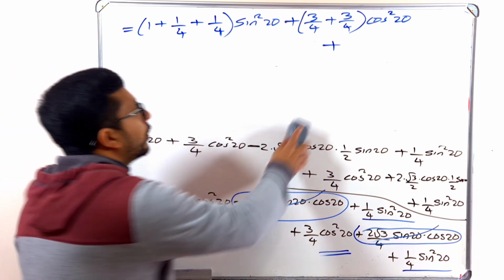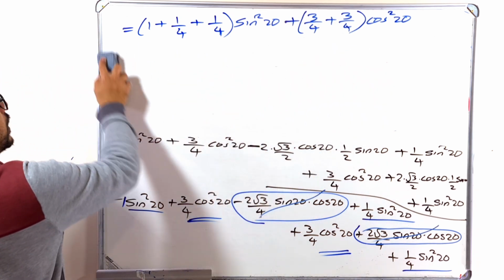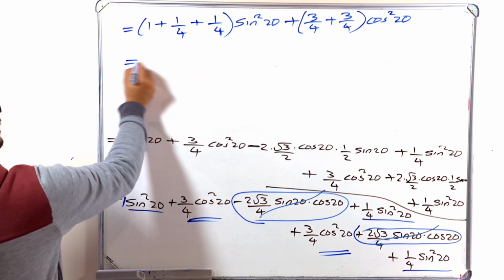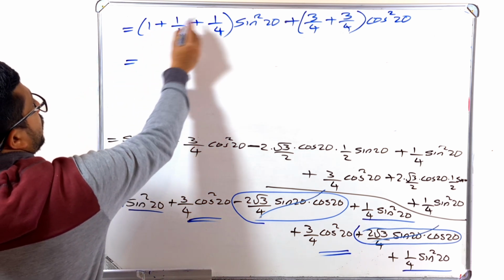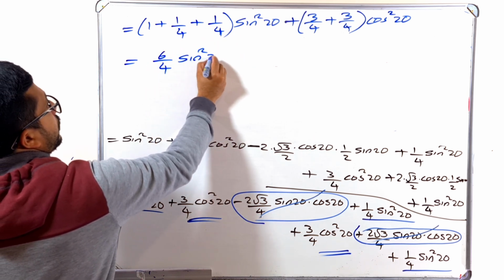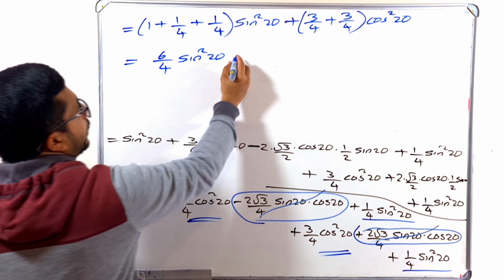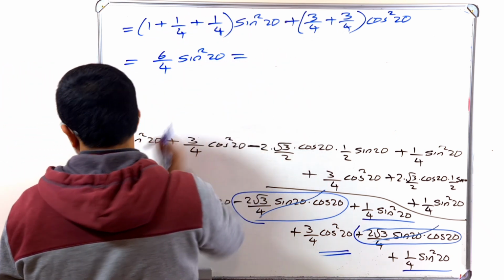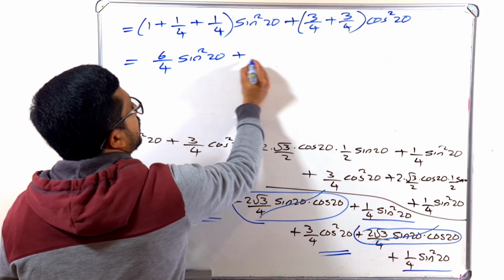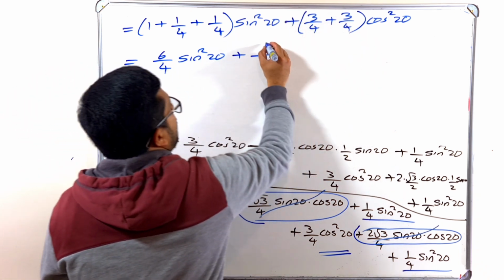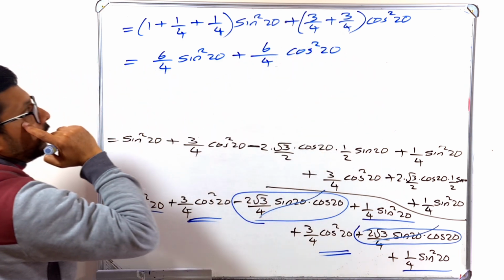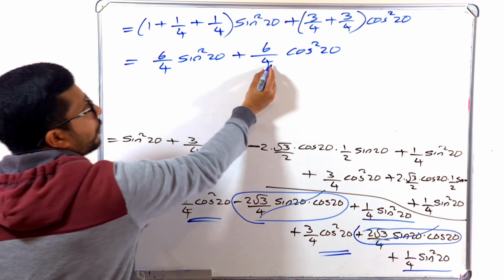So now we just want to think about this one. What is the answer of this one in your calculator? 1 plus 1 over 4 plus 1 over 4 is 6 over 4, so 6 over 4 sine square 20. You can check in your calculator. Now this one, 3 plus 3 is 6, so plus 6 over 4 cos square 20. Here 6 over 4, 6 over 4.